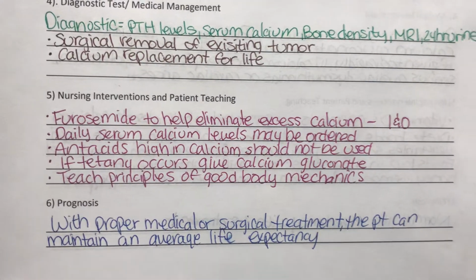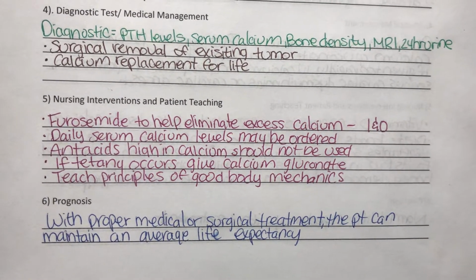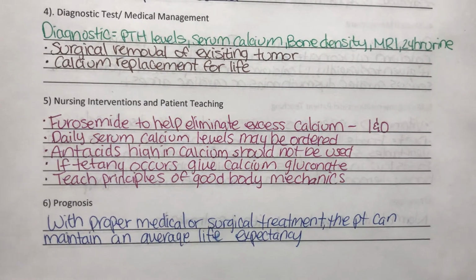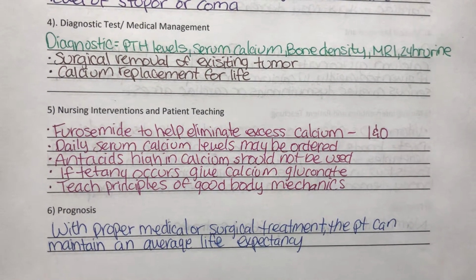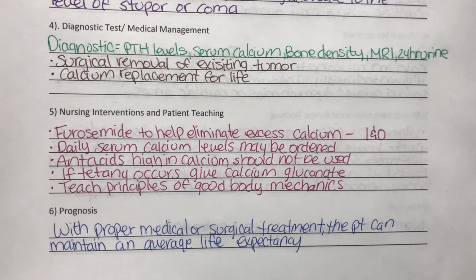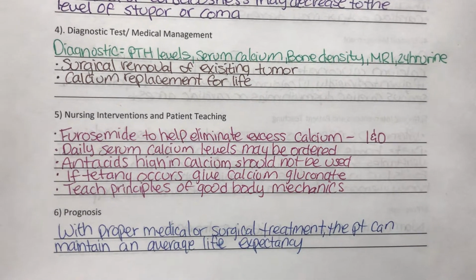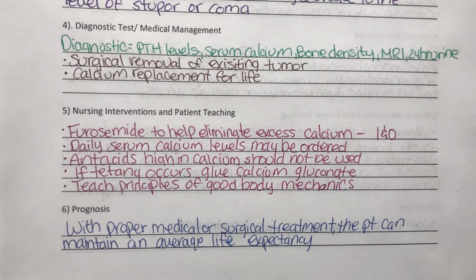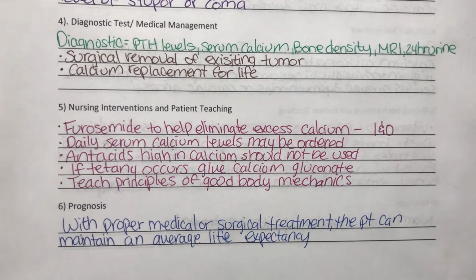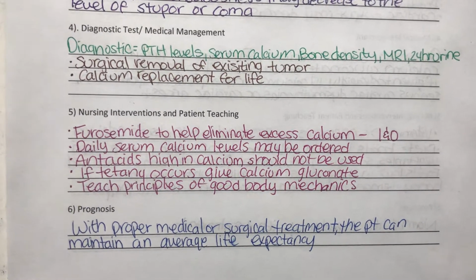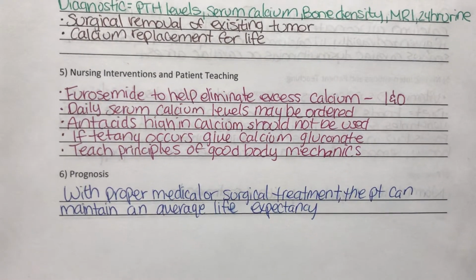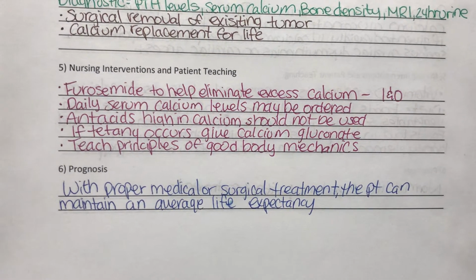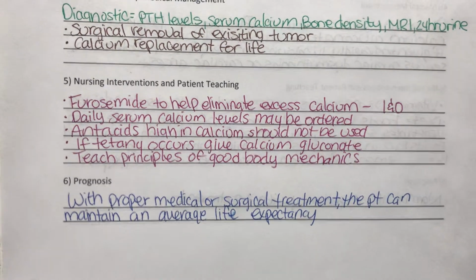Your nursing intervention, so furosemide to help eliminate the excess calcium. You're going to monitor I&O. Daily serum calcium levels may be ordered. An acid high in calcium should not be used. And if tetany occurs, you're going to give calcium gluconate. And you're going to teach principles of good body mechanics since they're going to be weak. With proper medical or surgical treatment, the patient can maintain an average life expectancy.